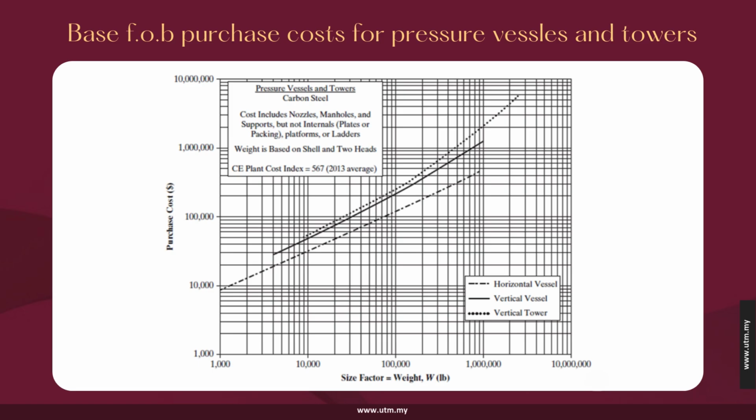So now let's look at the base FOB purchase cost for pressure vessel and tower, which is the price before any additional costs are added. The graph here shows how the cost scales with the size factor and weight. As you can see here, larger vessels tend to have higher purchase costs, and the type of vessel, horizontal or vertical, also influences the cost. So this provides a clear visual representation of how size and design impact pricing in the industry.